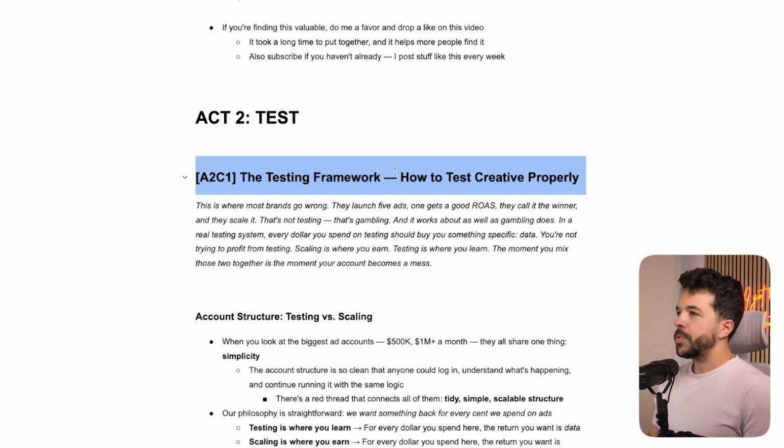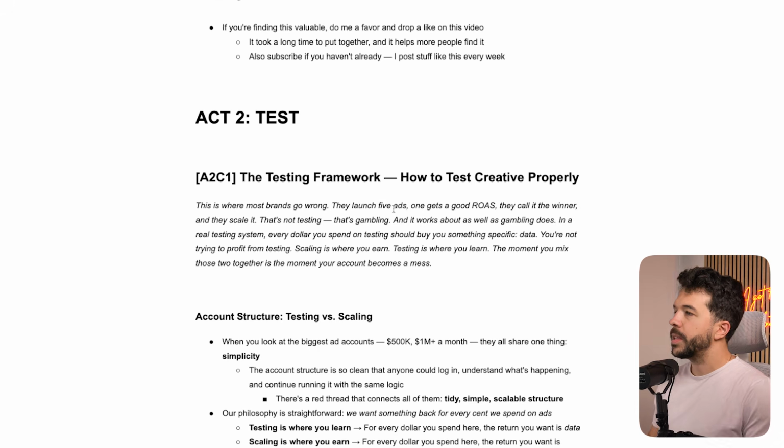So this is where most brands go wrong. They launch 5 ads, one gets a good ROAS, they call it a winner, and they scale it, that's it. But that's not testing, that's closer to gambling. And it works about as well as gambling does. In a real testing system, every dollar you spend on testing should buy you something specific. And that thing is data.